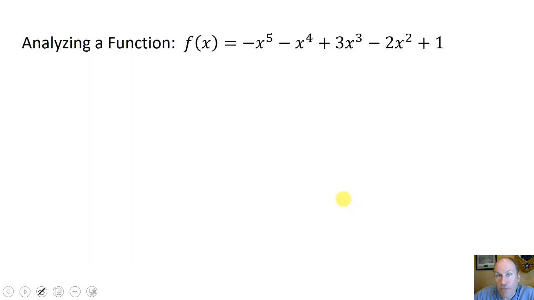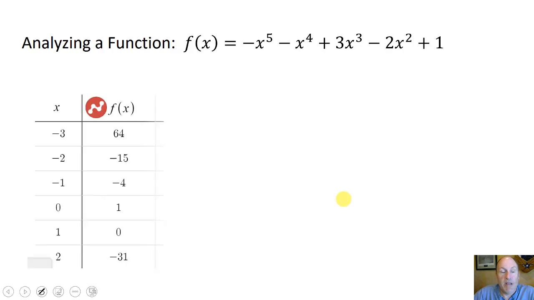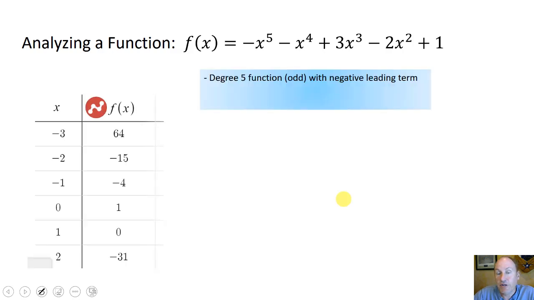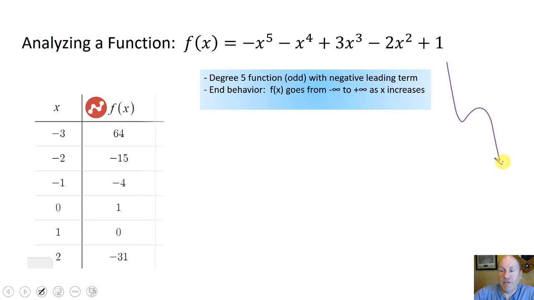Let's look at another example. F of x equals -x to the 5th minus x to the 4th plus 3x to the 3rd minus 2x squared plus 1. We'll make a table. We're going to look at the degree of the function. Well, it's a 5th degree function, and it's odd because 5 is an odd number, and it has a negative leading term. That tells us the end behavior is such that f of x is going to go from positive infinity off to negative infinity in the end, because it's flipped around from the normal negative to positive.